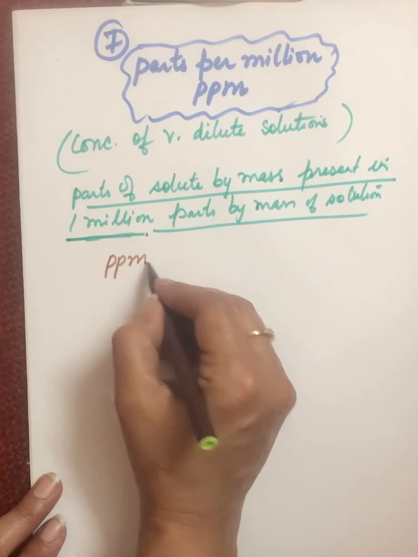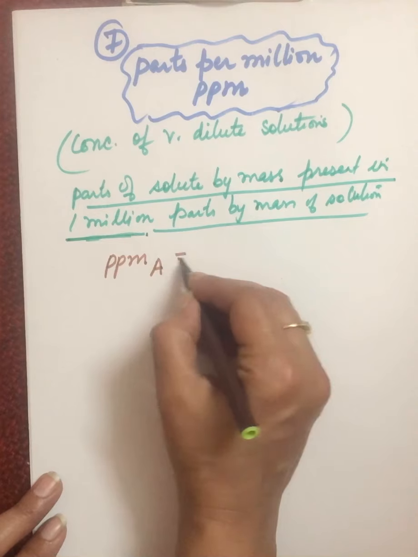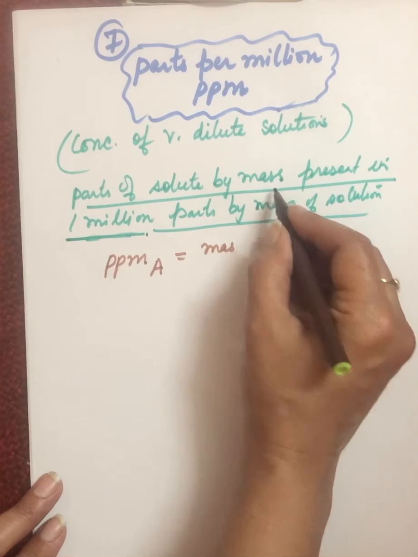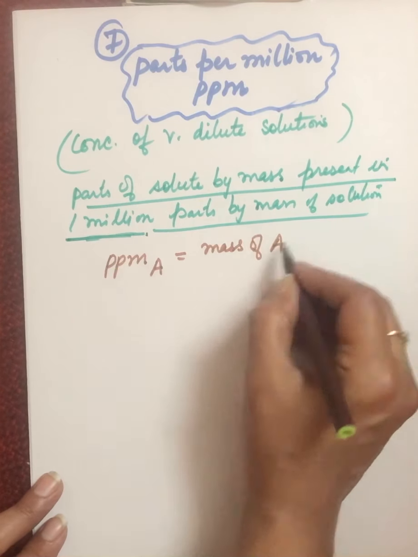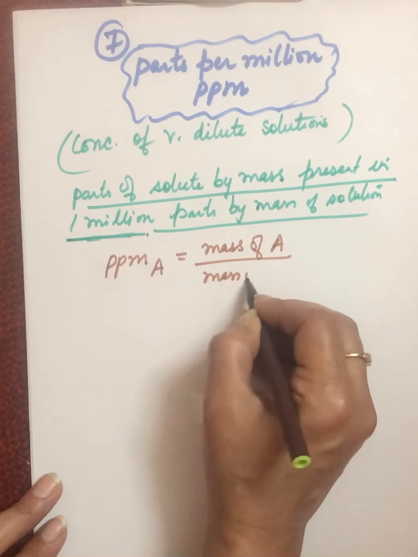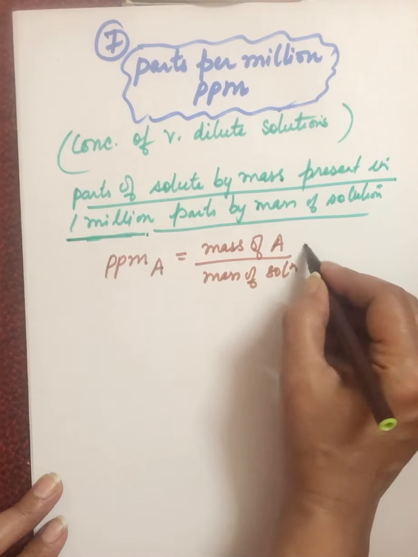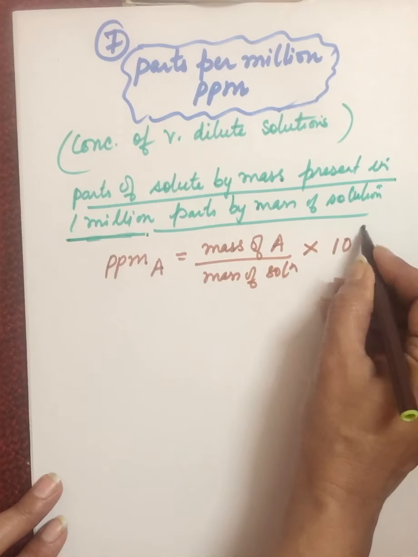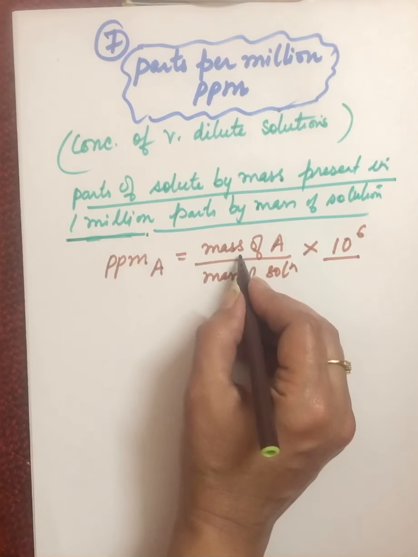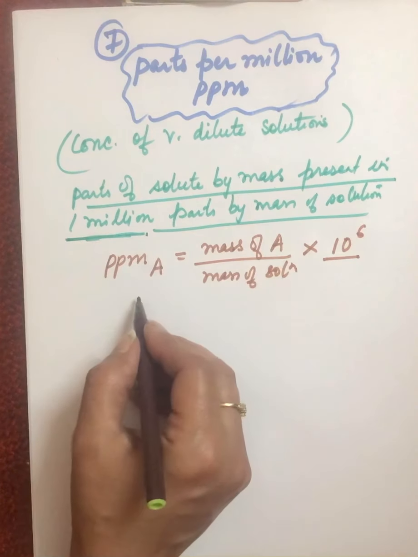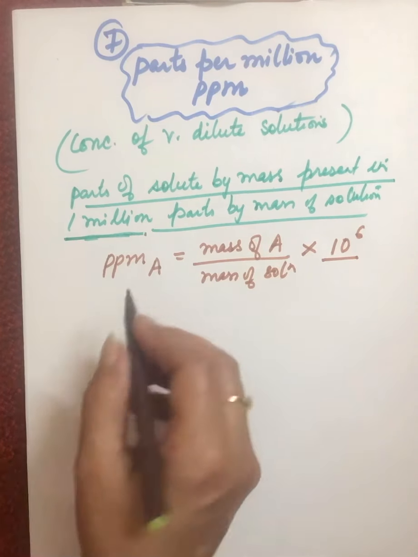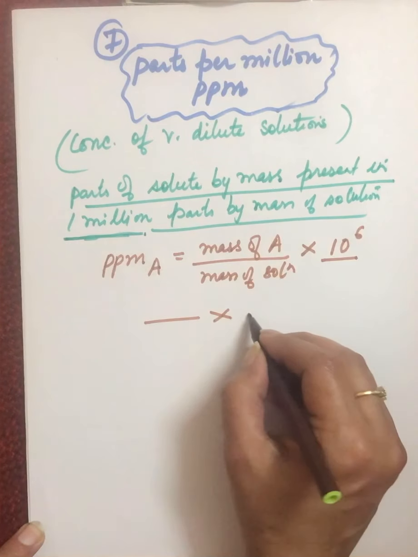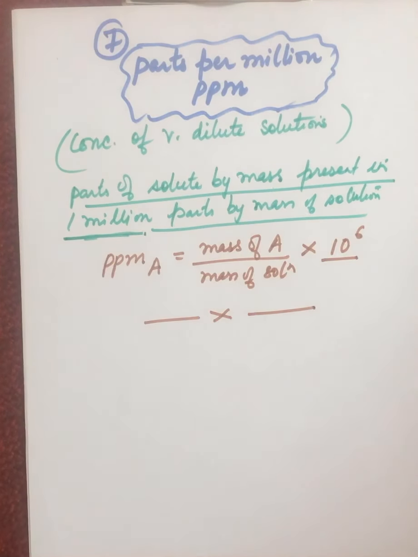So we write ppm of A component is equal to, since it has to be the mass percentage, so mass of A component divided by the mass of whole solution, but multiply it with 10 raised to power 6. In million parts, what is the parts by mass of the solute? That is called its parts per million. So these are the 7 concentration terms that we use for defining the solutions, that is to find out the concentration of solutions.